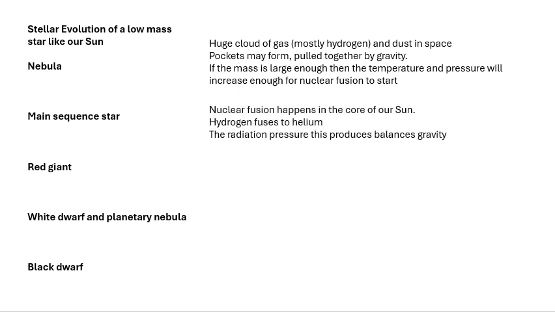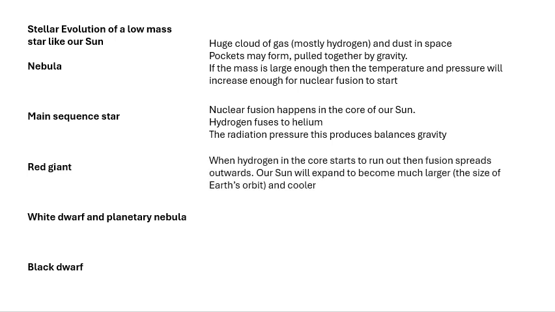So nuclear fusion happens in the core of our sun. Hydrogen fuses to helium, and our sun is balanced. You've got this nuclear bomb exploding outwards, causing radiation pressure, and then you've got gravity pulling inwards, and the two forces are balanced. Our sun is about 5 billion years old, and it's got about another 5 billion years to go. It's in the middle of its lifetime.